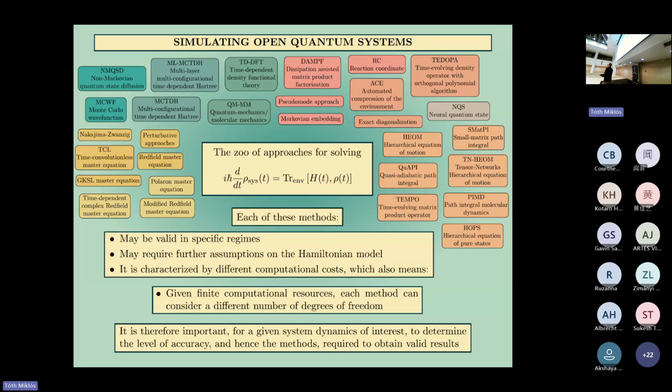And importantly, each of these methods will be characterized by some regime in which it is valid if some approximation has been done. It might require some assumption on the Hamiltonian. And most importantly, it is characterized by different computational cost. As a rule of thumb, the more approximations we do, the faster the code will be, which means that given a finite amount of computational resources, the faster the code is, the bigger the systems that we can analyze. But then it is important to understand, for a given process of interest, which level of accuracy we need, and then which method we can use.